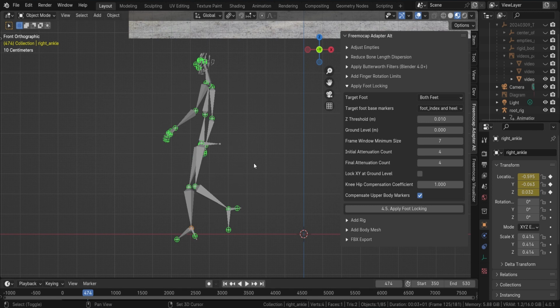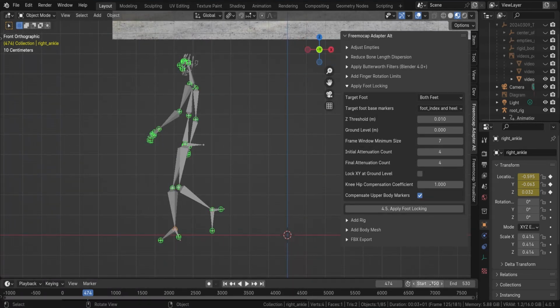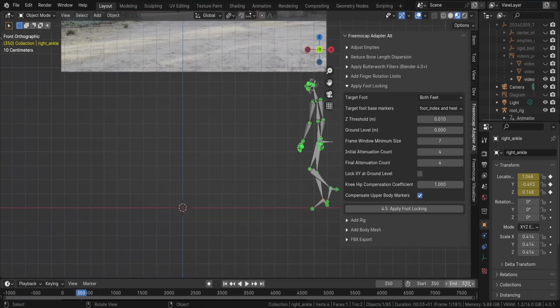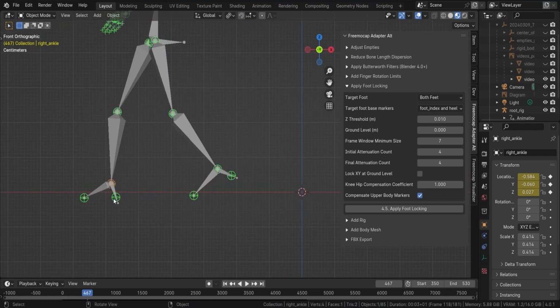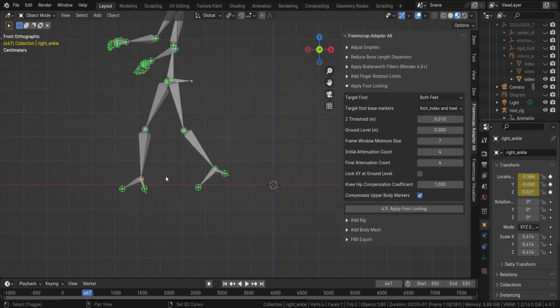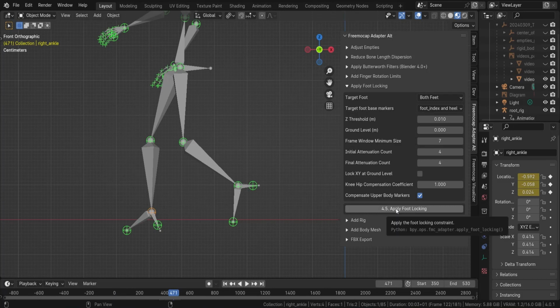This function only considers the start and the end of the scene. In this case, I set the start and end to frames 350 and 530. Let's set a specific frame that has foot markers below the 0 level to better check the results. We execute the function, and wait until it's finished.